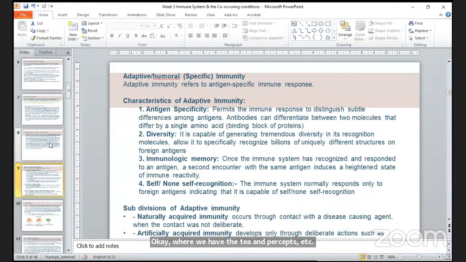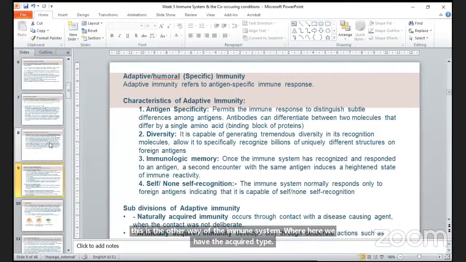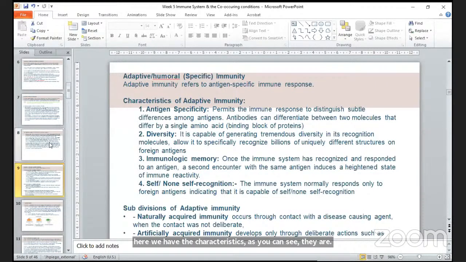And then we have the adaptive or humoral, specific immune system. This is the other wing of the immune system, the acquired type. You can also call it the acquired type. Here we have the characteristics. As you can see, they are antigen specific, they are diverse in nature, and they have immunologic memory.